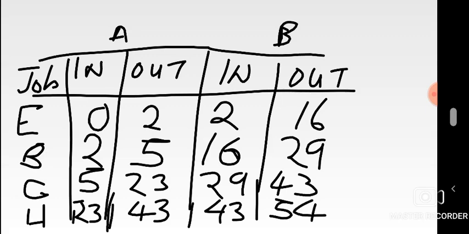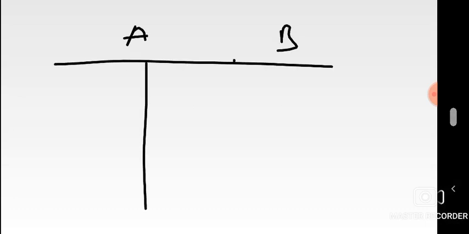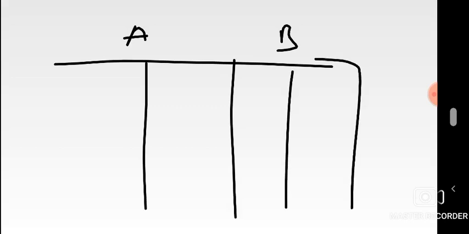Remember, the table continues. We're just going to erase this for the sake of our space here on the screen, but the table continues, by the way. So let's move on. We still have machine A, machine B, in and out times for both. So what's the next job after H?